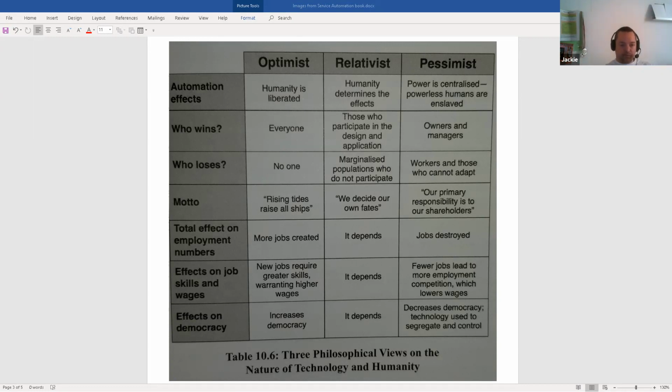Yeah. Why don't you grab the next one here? The motto. The Optimist would say, a rising tide raises all ships. The Relativist would say, we decide our own fates. The Pessimist would say, our primary responsibility is to our shareholders. How do you feel about those, Joe?